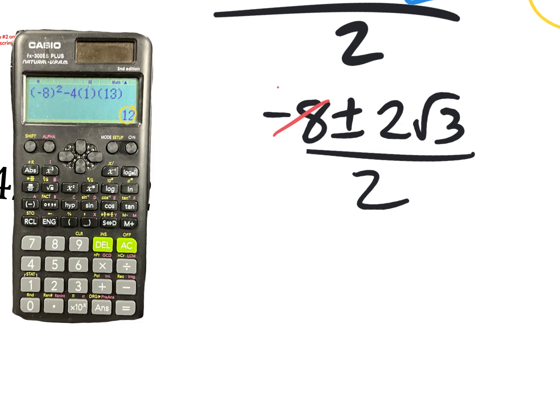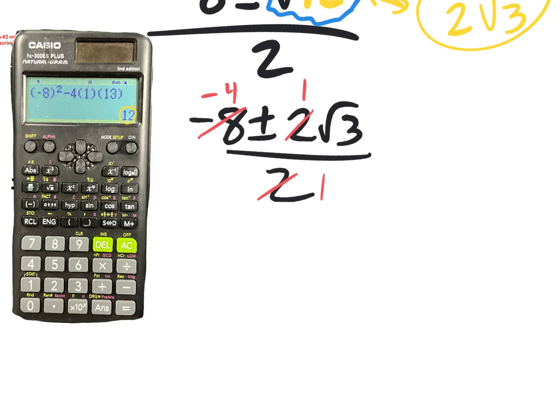So negative 8 divided by 2 is negative 4. 2 divided by 2 is 1. 2 divided by 2 is 1. So our final answer will be negative 4 up on top, plus or minus. Now, you don't have to write a 1 in front of the square root of 3. It's like you don't have to write a 1 in front of an x. That's just 1 square root of 3. So you could just write square root of 3. And you definitely don't have to do the divided by 1, because anything divided by 1 ends up being the same thing. So that's why the divided by 1 is not necessary. There's your final answer right there, okay?